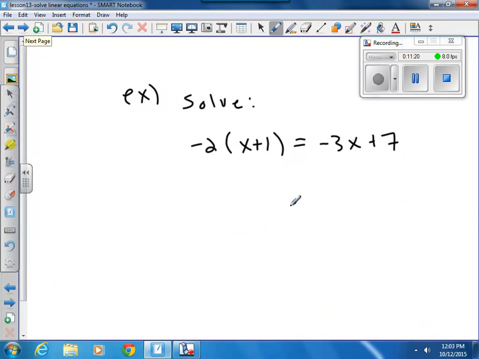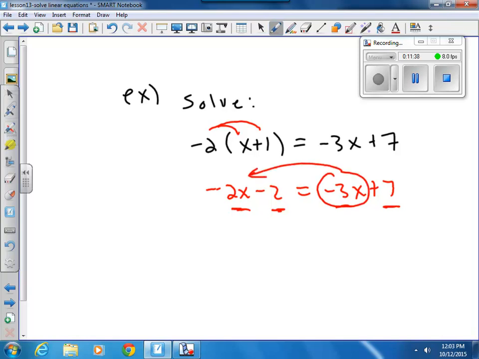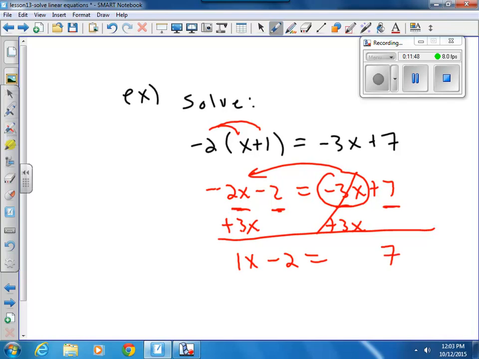So this is our final example. You may hit pause and try it on your own. Here we go. Distribute, distribute. Negative 2x minus 2 equals negative 3x plus 7. Letter, number, letter, number, letters on the left. Right, so you want to bring negative 3x over, so you want to add 3x. So now you have 1x minus 2 equals 7.